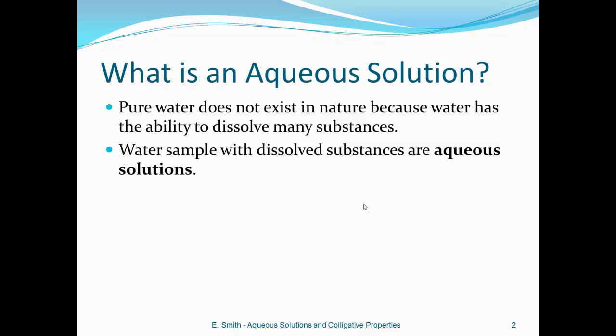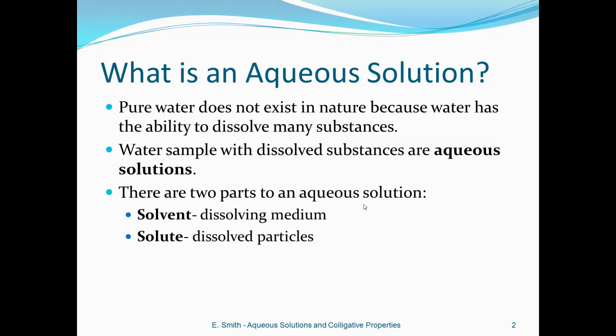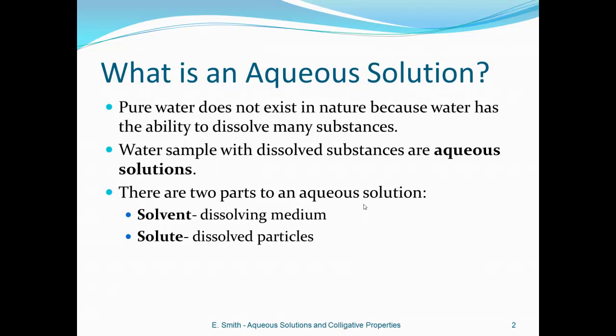Now there are two parts to an aqueous solution. Okay? There's the solvent and the solute. The solvent is the dissolving medium, meaning the water is the solvent. And the solute is the particles that are in the solvent. When you put the two together, the solvent and the solute combine to form the solution. So we're going to watch a quick little video on what a solvent, solute and solution look like.